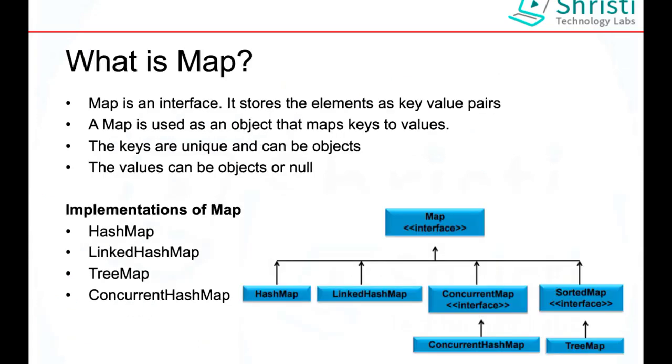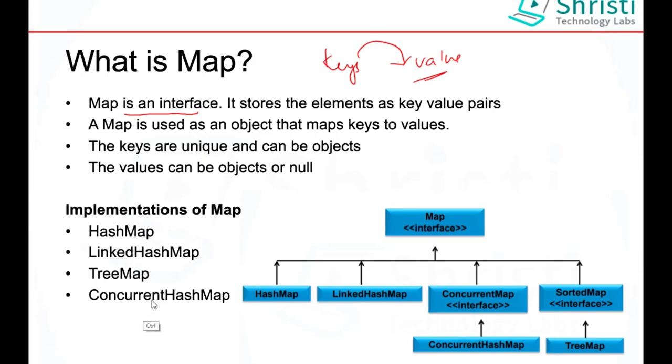Next, what is a map? Map is an interface. It stores the elements as key value pairs. Whenever you want to store objects with keys and values, then you can use a map. Map is used as an object that maps the keys to the appropriate values. When I want to retrieve the value, I can call it by the key. The keys are always unique. The values can be anything. The values can be objects or it can be null.